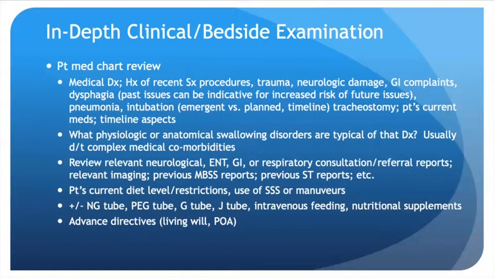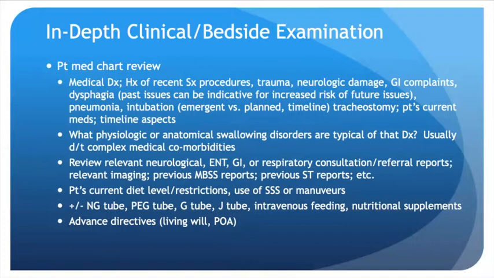You might review relevant neurological, ENT (ear, nose, and throat) physician, gastrointestinal physician, or respiratory consultation reports that are in the chart. You'll have to review the relevant imaging, so the CT scans and MRIs that are present. Look at any previous modified barium swallow study or FEES reports, and previous speech therapy reports to see if they had success with prior therapy. If so, what worked for them previously?